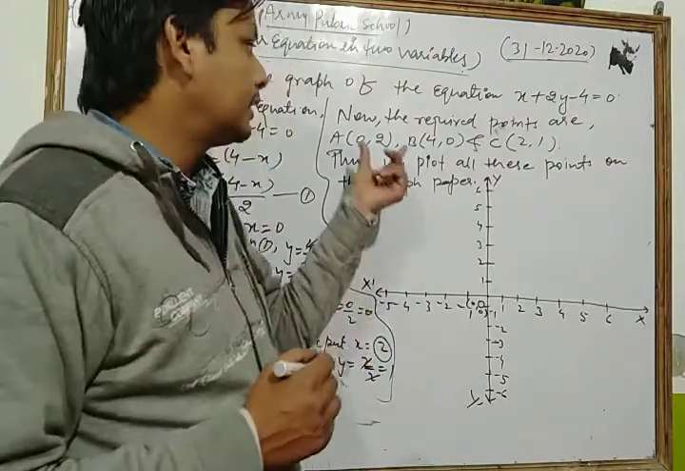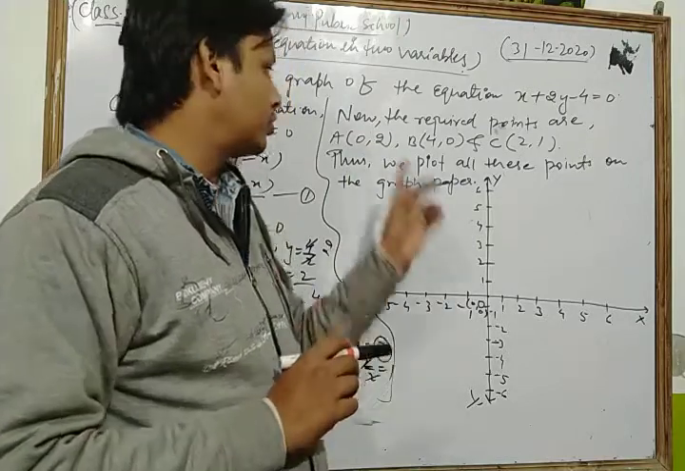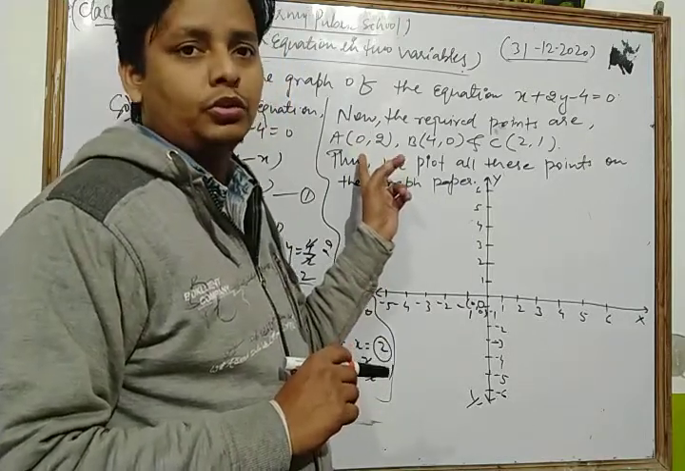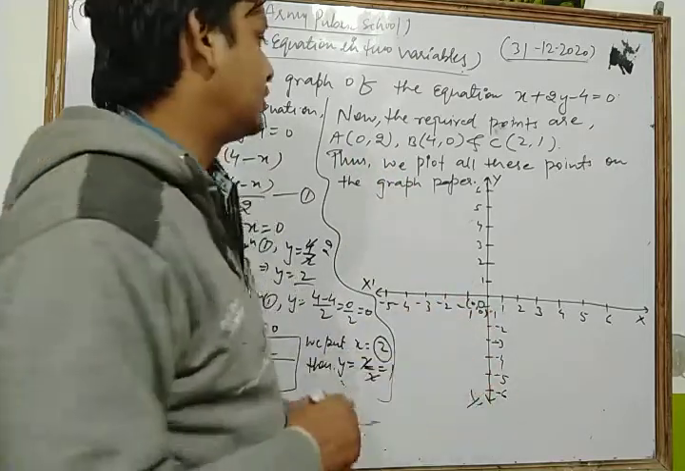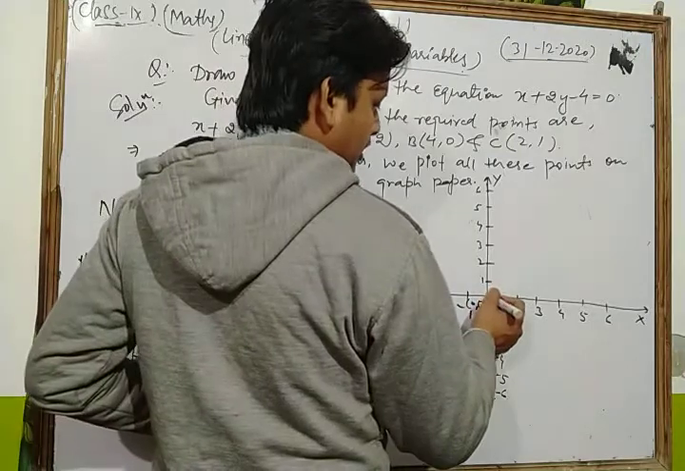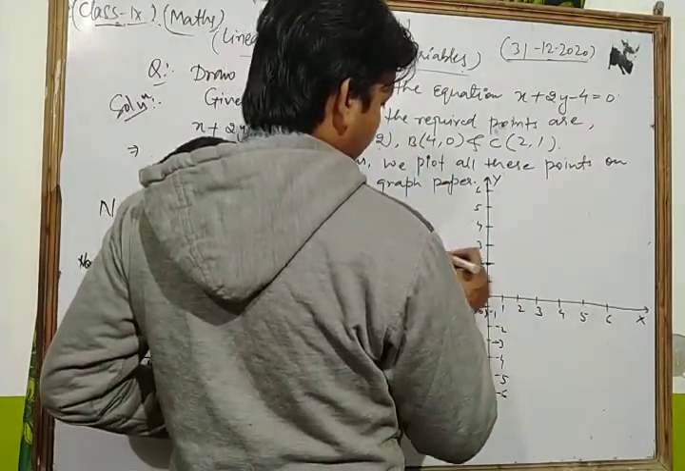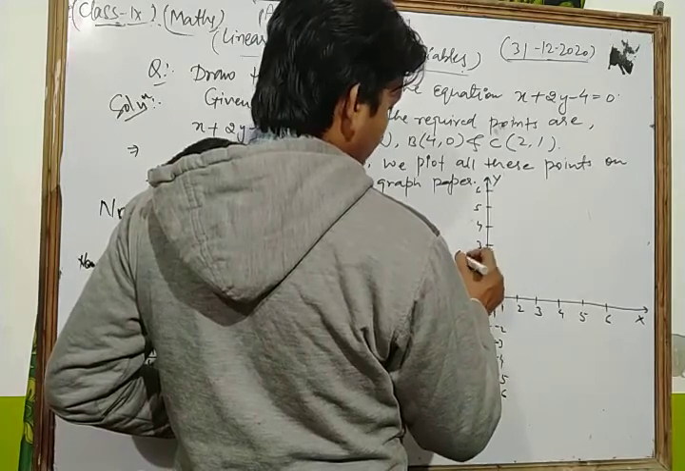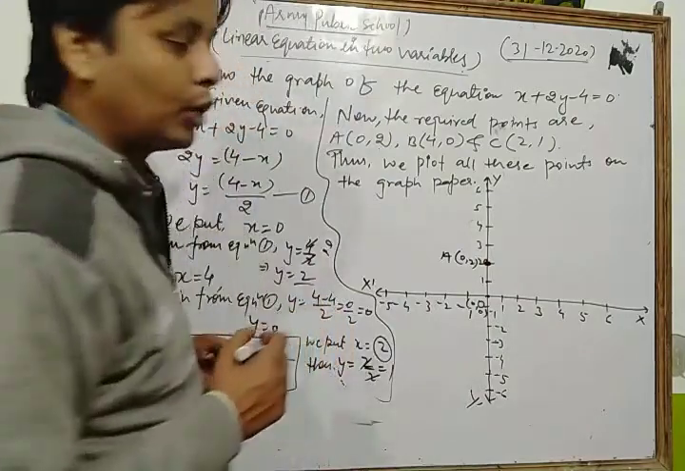Dear student, here the point 0 comma 2 lies on the y-axis because the abscissa is 0. So that point 0 comma 2 lies on which axis? Y-axis. The abscissa is 0, at the origin, and 2 is in the positive direction of y. So here the point A is located at 0 comma 2. This is the location of point A.